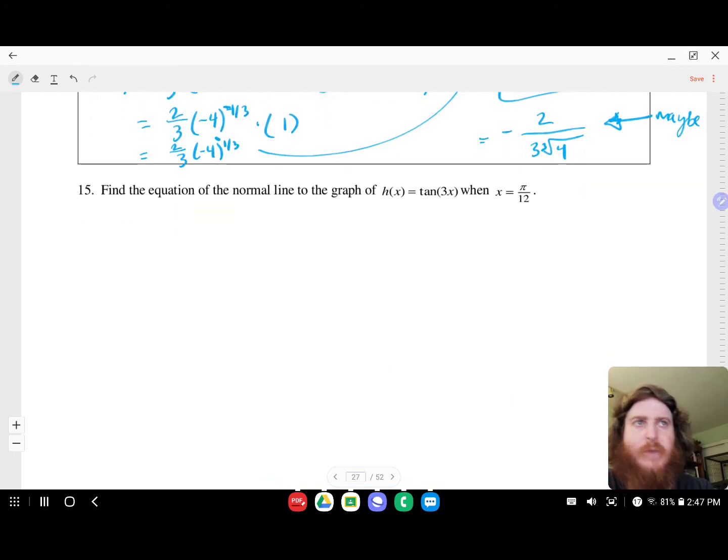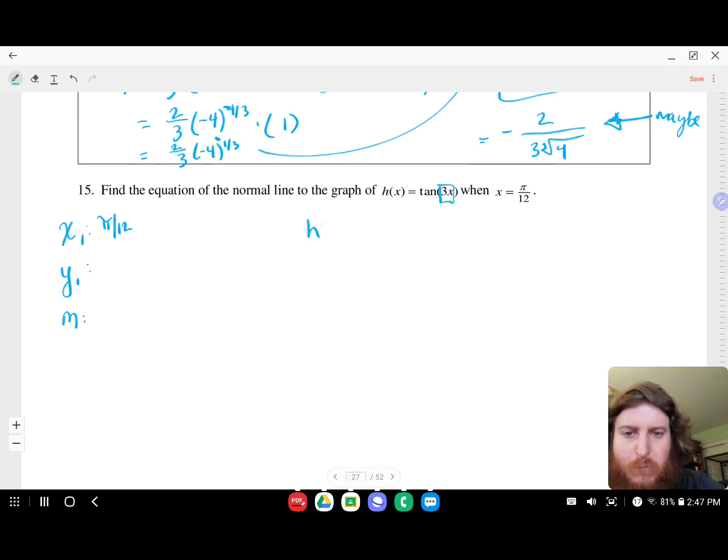So next one, 15, and I think this is the last one for this homework. Find the equation of the normal line to the graph of h of x equals tangent of 3x. So the 3x is going to be boxed. This is a pretty simple chain rule. x1 is pi over 12, but a lot of us struggle on these because of not having our sine, cosine, tangent, our trig tables memorized.